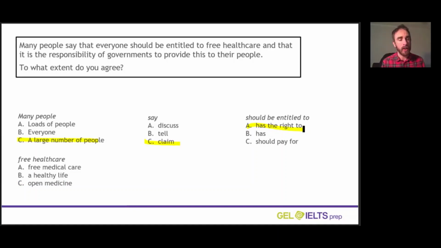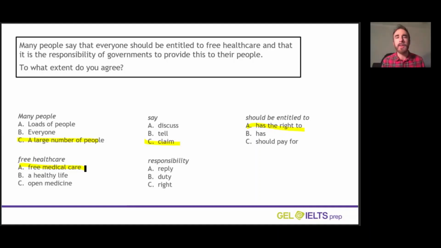Free healthcare. Look at the next question below this video and choose the option which is a good synonym of free healthcare. The correct answer is A, free medical care. As you can see, we've repeated the word free. Sometimes it's necessary to copy some words, but don't make it more than one or two.